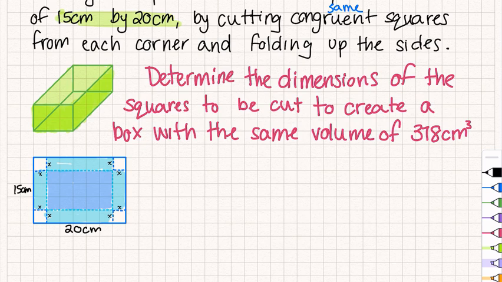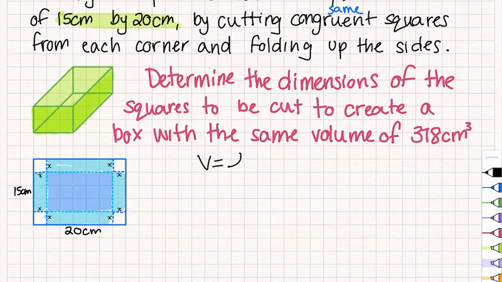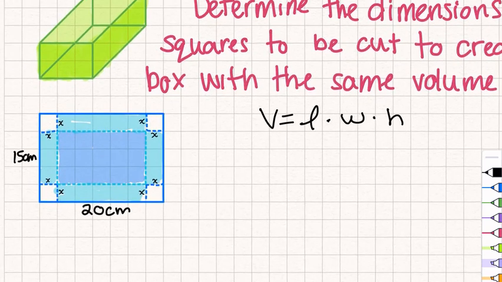So when we're looking for the volume, we're going to use V equals length times width times height. And we're given that the volume here is equal to 378 centimeters cubed. So we have 378 equals the length times the width times the height. So let's look at what the dimensions of this box are.